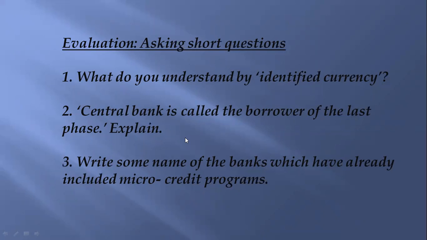And the last question is: write some names of the banks which have already included the microcredit system. We know that Grameen Bank has actually introduced the microcredit system in our country. There are some other banks like Bangladesh Krishi Bank, Sonali Bank, Agrani Bank, Janata Bank, Rajshahi Krishi Unnayan Bank, Rupali Bank. They all have included microcredit programs with proper importance in their respective agriculture and rural loan programs.